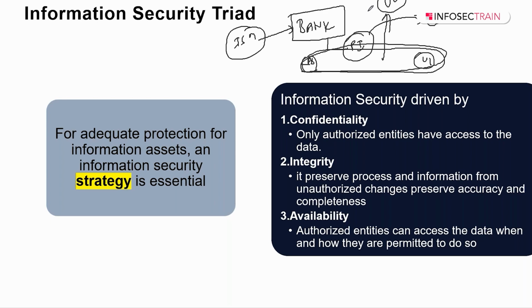Third is that a resource must be available whenever it is required. So my question is, which type of industry is primarily focused on availability? Take your time. Which type of industry is primarily focused on availability? Can we say e-commerce?